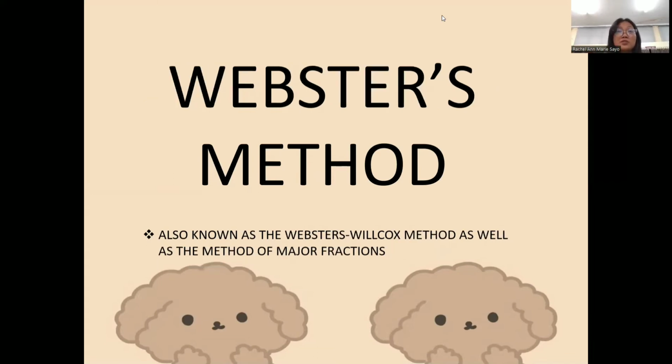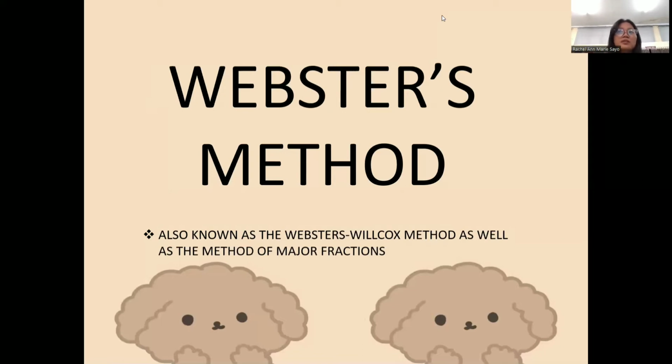Next one, we have Webster's method, also known as the Webster-Willcox method, as well as the method of major fractions. Webster's method is a modified version of the Hamilton or Vinton method. When we say modified, it's like a simpler form of that kind of method. After the state populations are divided by the divisor, those with quotients that have fractions of 0.5 or above are awarded an extra seat. States with a quotient below 0.5 have the fraction dropped.